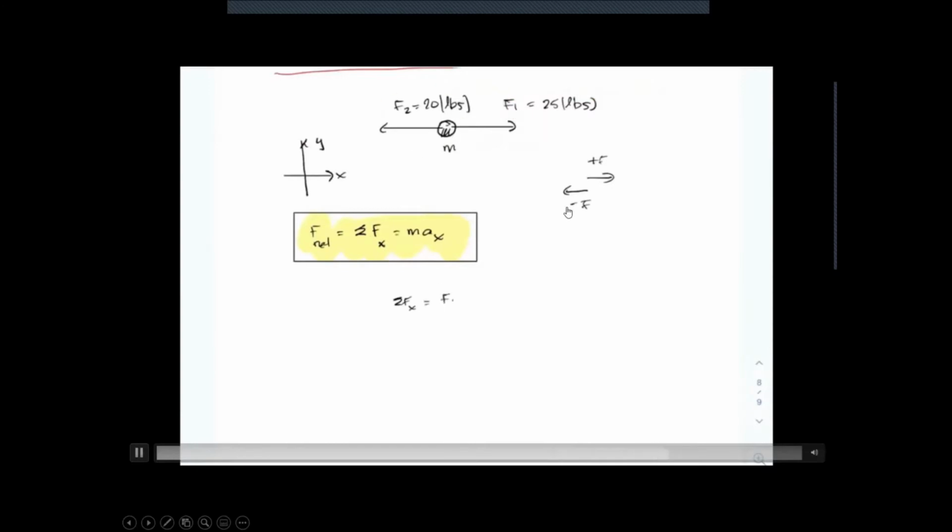All right, so now we're summing up the forces. F1 is to the right, so it's going to be positive. F2 is to the left, so it's going to be negative. So just sum them up, it's going to give us 5 pounds. All right, so that's how it's going to be done.